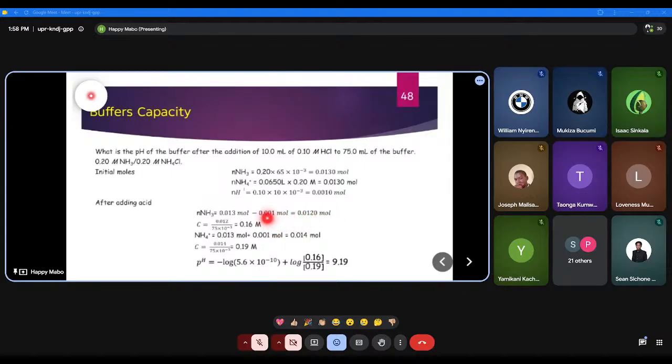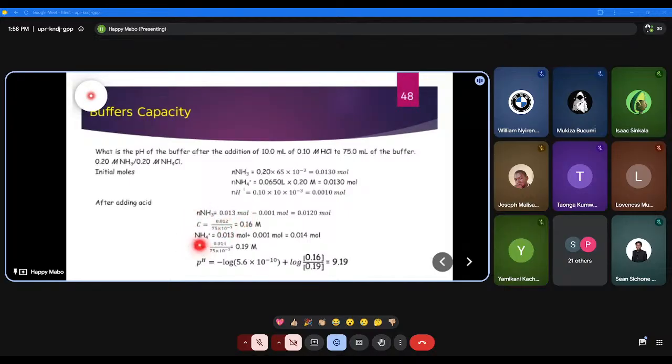those number of moles. Then this number of moles divided by the total volume, because we had 65, and then we added 10 mL of HCl. So the total volume of the solution now becomes 75 times 10 to the power negative 3, which is supposed to be in liters. And this is the concentration that we are going to have for ammonia.